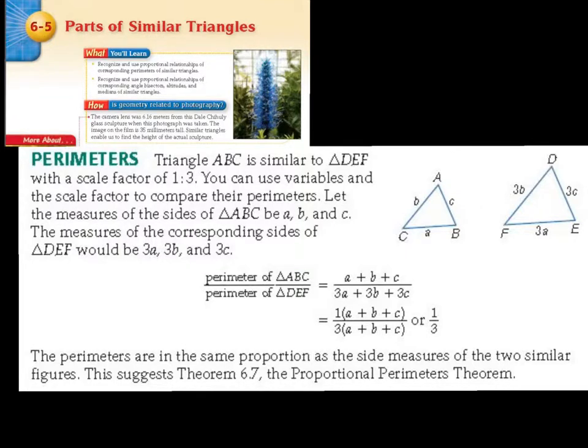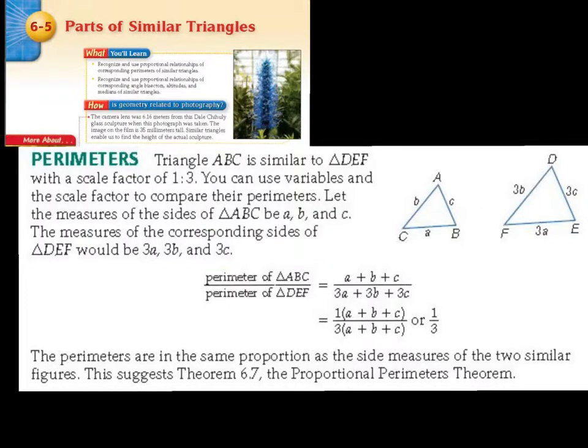Triangle ABC is similar to triangle DEF with a scale factor of 1 to 3. You can use variables and the scale factor to compare their perimeters. Let the measures of the sides of ABC be lowercase a, opposite the angle A, which is the common way of naming it, lowercase c opposite the angle C, and lowercase b opposite the angle B. The measures of the corresponding sides of triangle DEF would be 3a, 3b, and 3c, because it's a scale factor of 1 to 3.